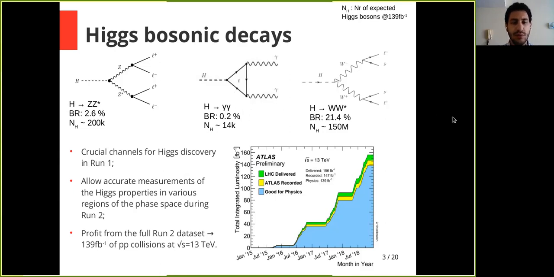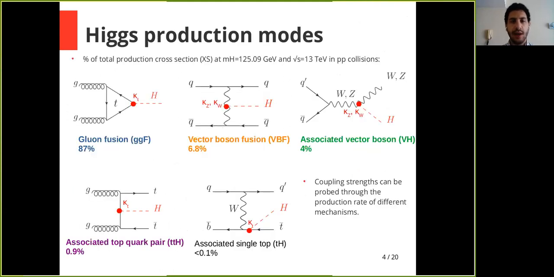Thanks to these three channels, we were able to observe the Higgs back in 2012. But still, nowadays these are very useful because they allow us to study the Higgs properties in various regions of the phase space. At the LHC, the Higgs boson can be produced mainly through these five mechanisms, and I have put here the leading order Feynman diagrams for them.